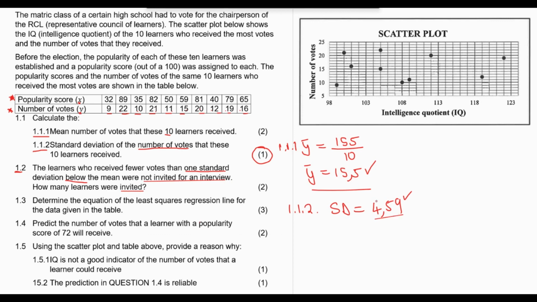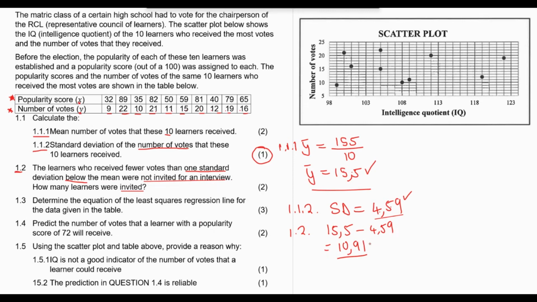So we subtract this value 4.59 from 15.5. So we say 15.5 minus 4.59. And then what do you get? 15.5 minus 4.59, we get 10.91. The learners who received fewer votes than one standard deviation below the mean were not invited.